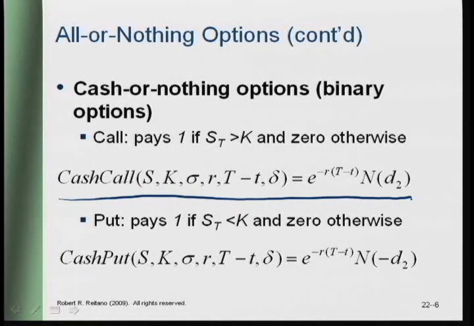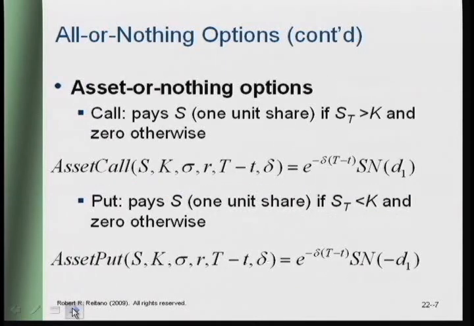This looks like a piece of the Black-Scholes call formula. And similarly, the price of a cash put looks like a piece of the Black-Scholes put formula. On the asset or nothing options, we see the same phenomenon: the asset call looks like another piece of the Black-Scholes call formula, and an asset put looks like the other piece of the Black-Scholes put formula. And why is that?